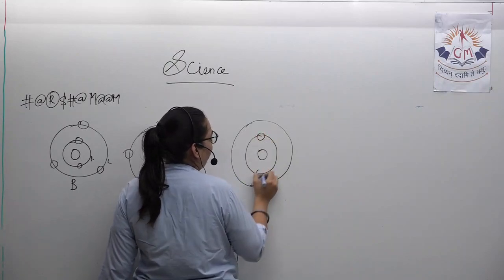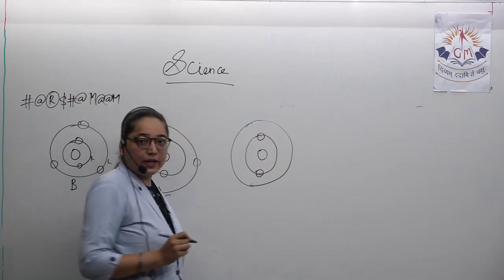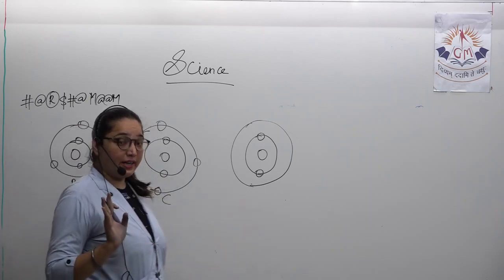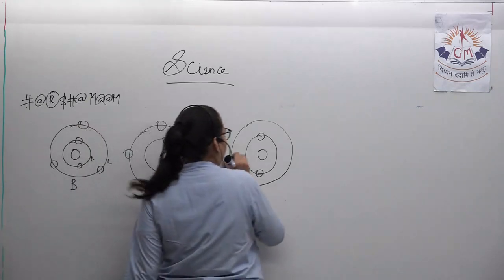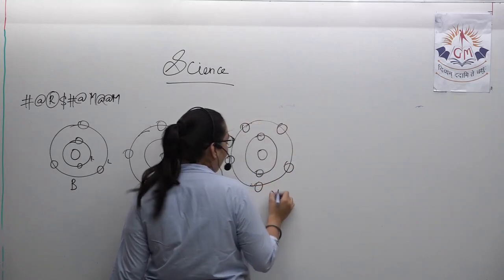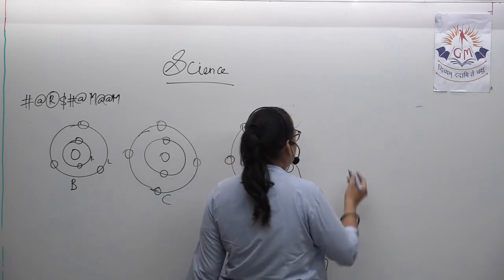So in the first orbit, 2. Okay, so what is 7 minus 2? 5. Can 5 come in an L shell? Yes, they can come. So 5 will be accommodated.